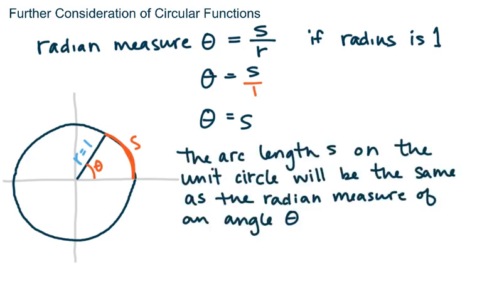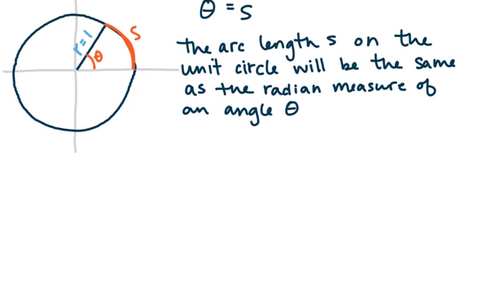So as I've just stated, this arc length s on the unit circle, meaning radius 1, will be the same as the radian measure of any angle theta. And for each real number s, there corresponds an arc length s on the unit circle. Trig functions with domains which are composed of real numbers are called circular functions. So let's redefine our trig functions using this circular function notation.